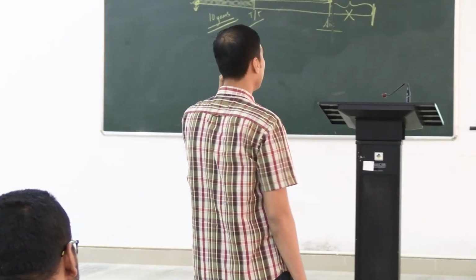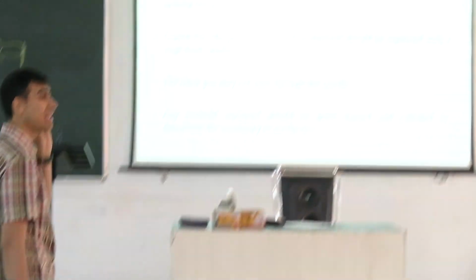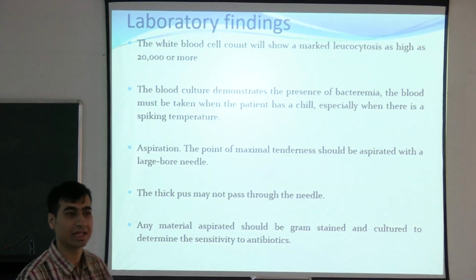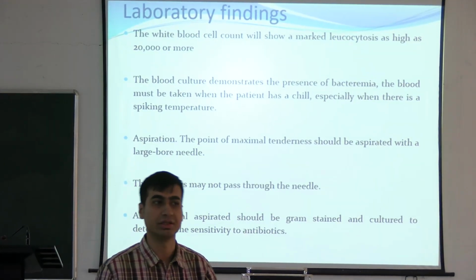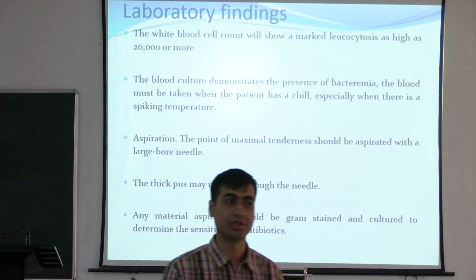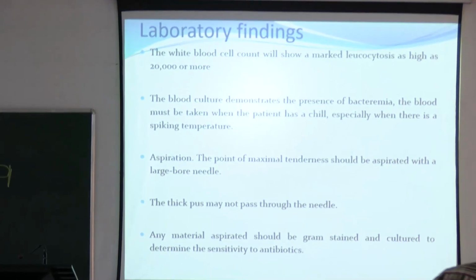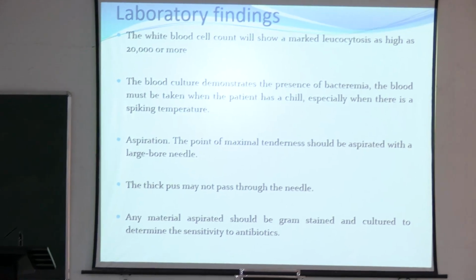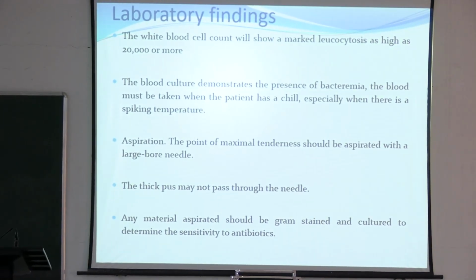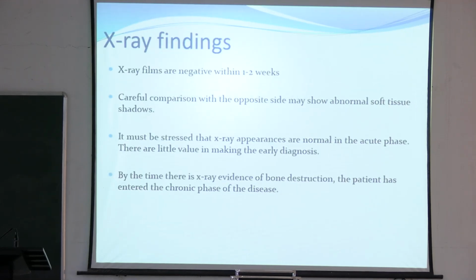Clinical page. So what are the laboratory findings? Again, if a short note comes in the exam, you have to write it under this. So the leukocytosis will be there. The total counts will be raised more than 20,000. Sometimes if you do a blood culture, you can get the organism. If you aspirate inside the joint, you can get thick pus. So these are all the findings that you can get in a patient, okay?